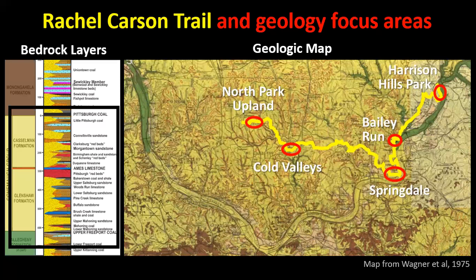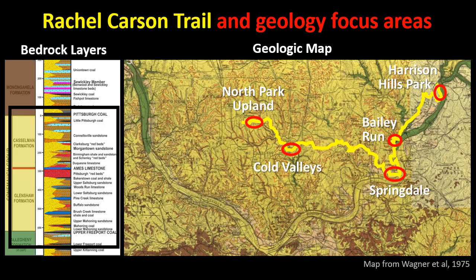This is a geologic map of the area. The trail is shown in yellow. The areas where we'll focus and see some highlights of geology are shown with the red bubbles. And on the side is the vertical section of rocks that I mentioned before. Every time we see a geologic map, we'll see that, and we'll see a box around the rocks that are exposed in the trail area.